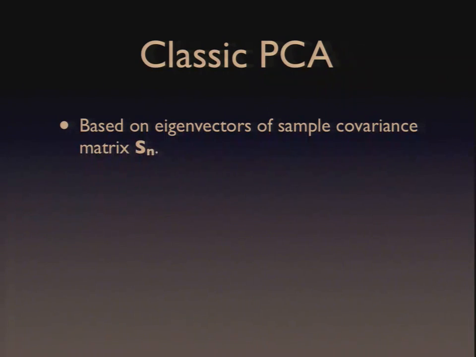Okay, so classic PCA is what I refer to as just the ordinary PCA that most people learn about in Stat 101 or maybe 102. And this is PCA based on the sample covariance matrix S sub n. So I have my observations x1 through x sub n, and I form this cross product matrix, average it over the observations, and that's my sample covariance matrix. Sometimes it's called the empirical covariance matrix.